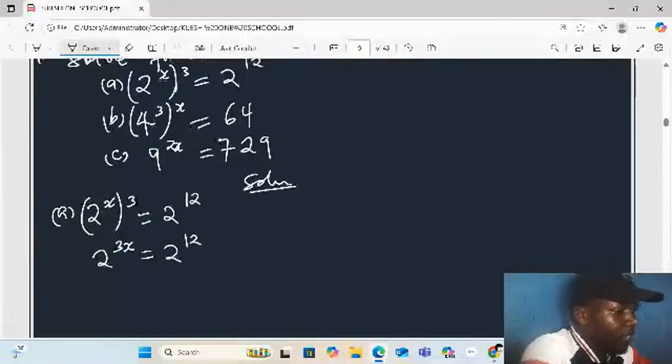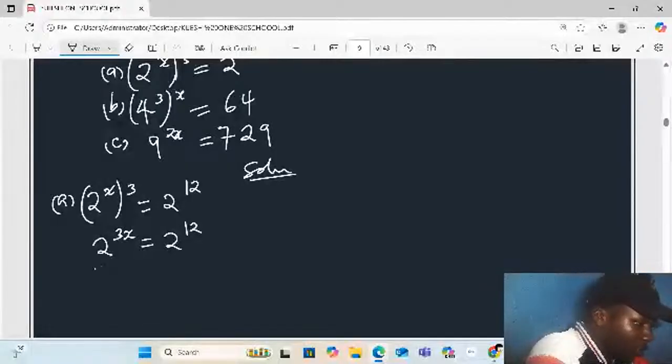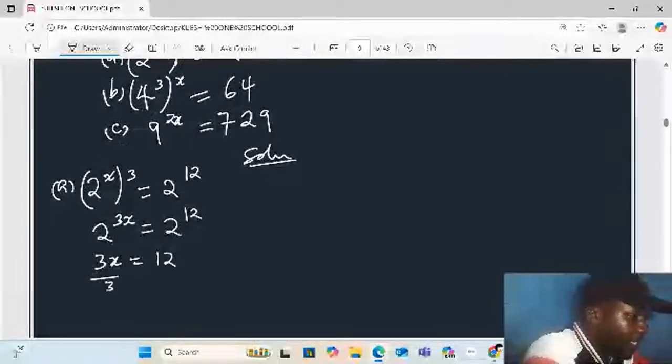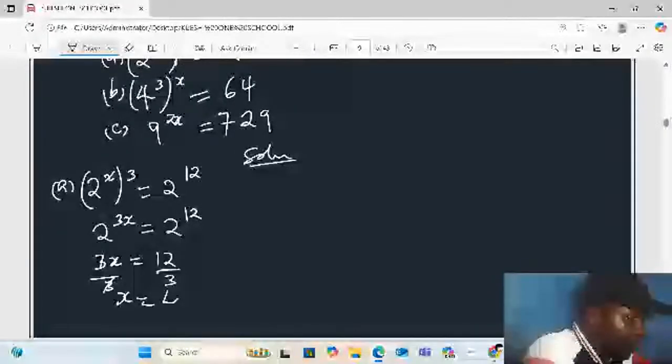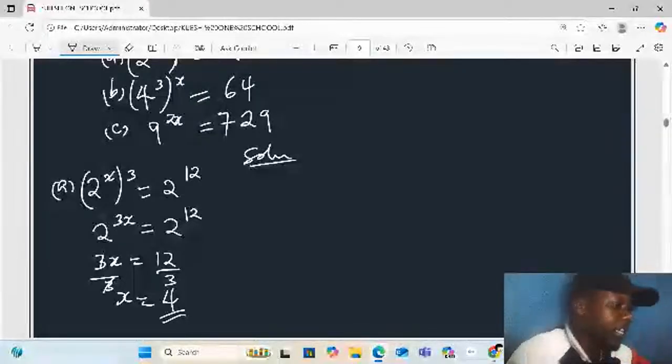Now we have the same base, so we are equating the same base. Therefore, we can now equate the powers alone, leaving the base, now that we have the same base. So we have 3x is equal to 12. Divide by 3, divide by 3. So x becomes what? 4. So our value of x becomes 4. That is how we get 4.